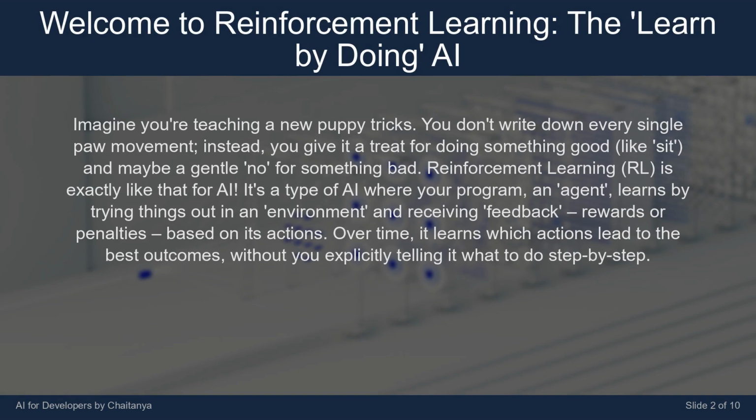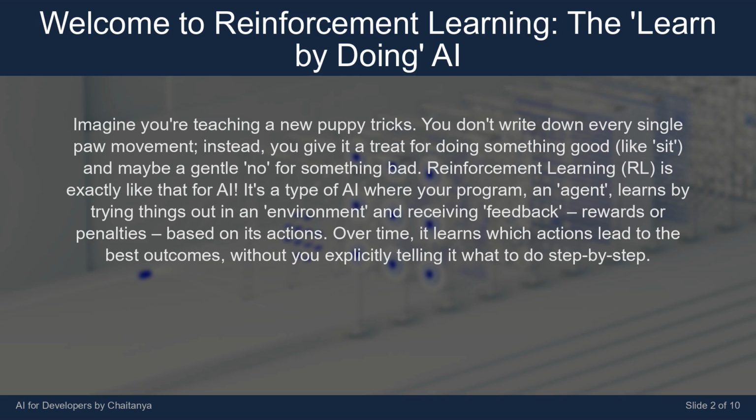Imagine you're teaching a new puppy tricks. You don't write down every single paw movement. Instead, you give it a treat for doing something good, like sit, and maybe a gentle no for something bad. Reinforcement learning, RL, is exactly like that for AI.